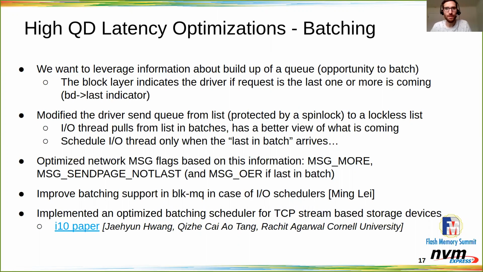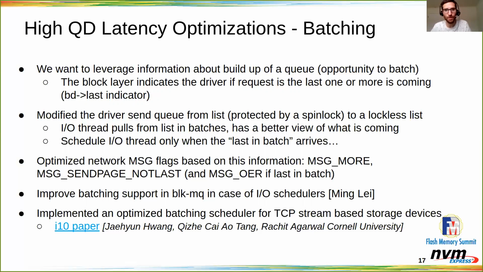What we want is to leverage information that the block layer can provide in the driver about a queue building up. So from the driver perspective, you don't have a real view of all the queue that's building up in the block layer. So the first thing that is available is that the block layer basically can indicate to the driver if the request that's being queued is actually the last one or not.